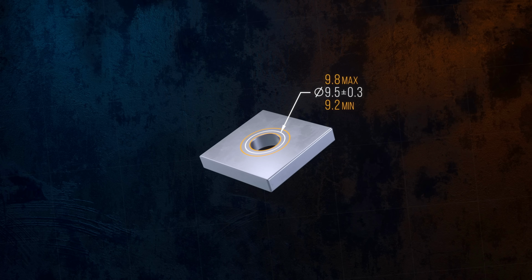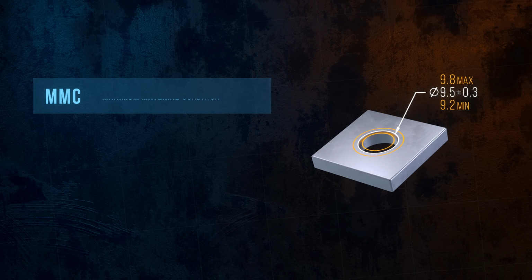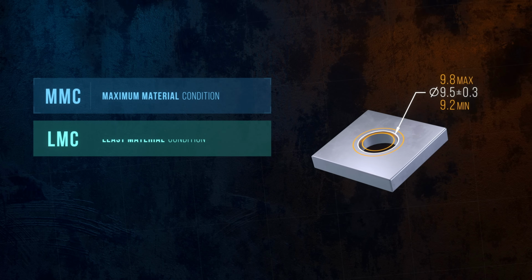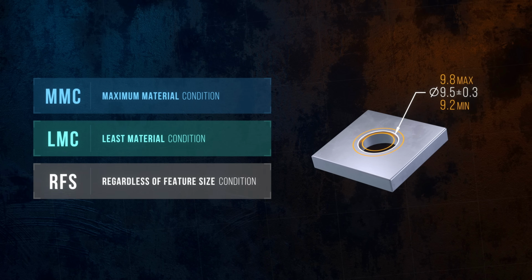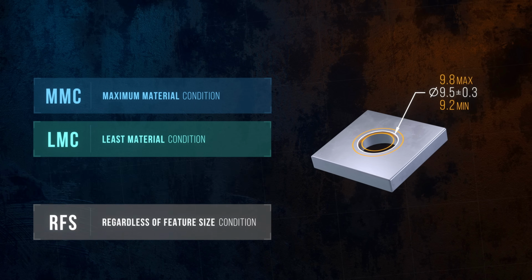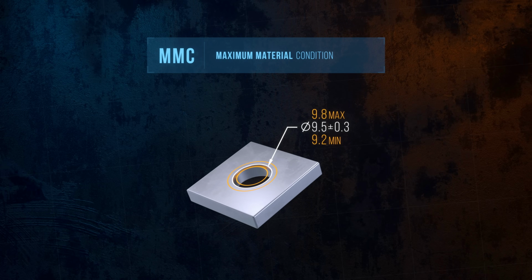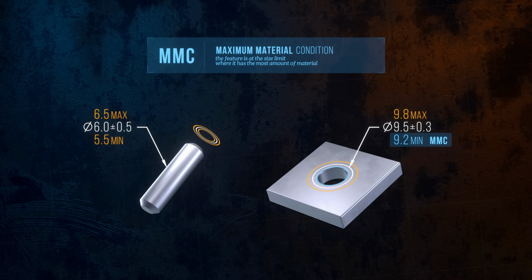GD&T identifies three different conditions for any feature of size: a maximum material condition, a least material condition, and a regardless of feature size condition. The maximum material condition occurs when the feature is at the size limit where it has the most amount of material. For a hole, this is the smallest allowable hole size, and for a pin, it's the largest allowable diameter. The least material condition is the opposite case, where the feature has the smallest allowable amount of material.